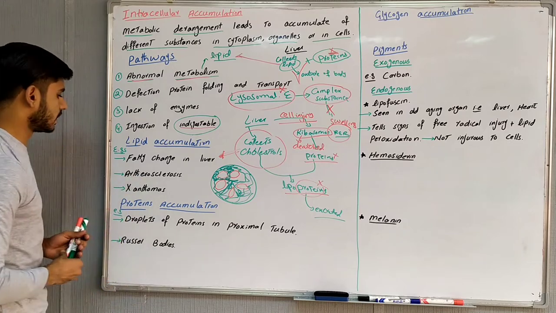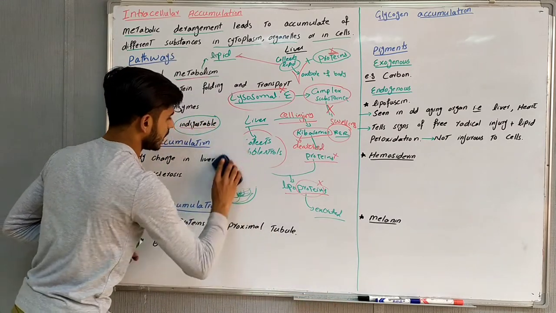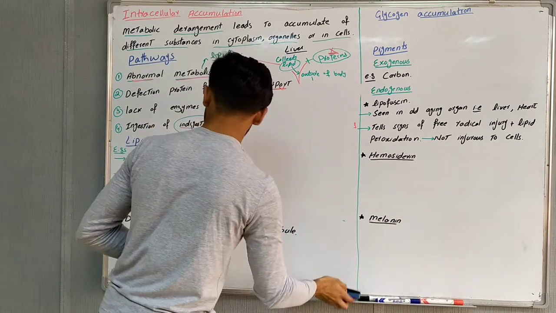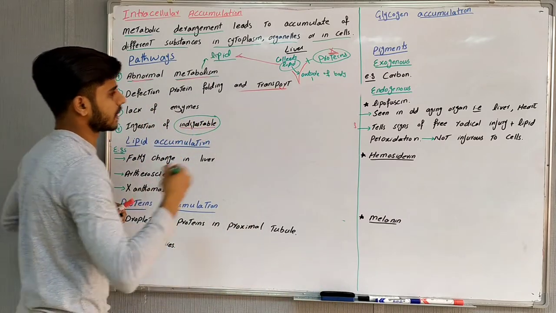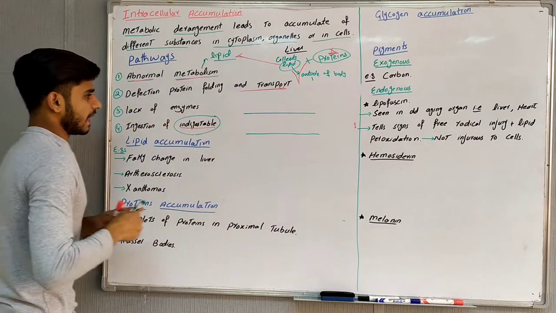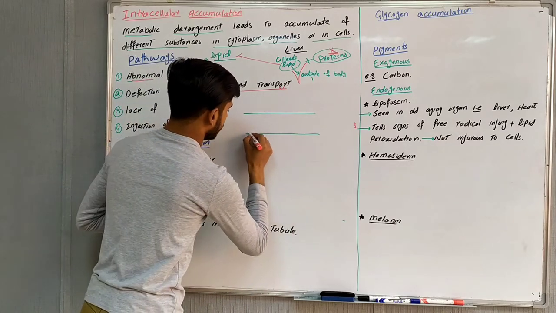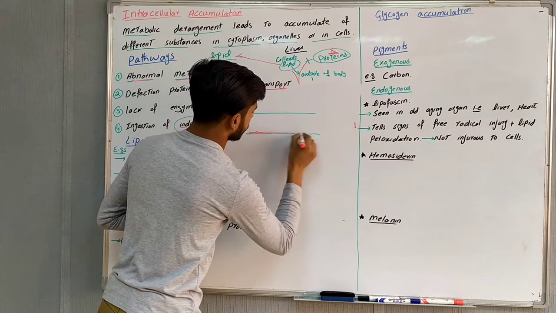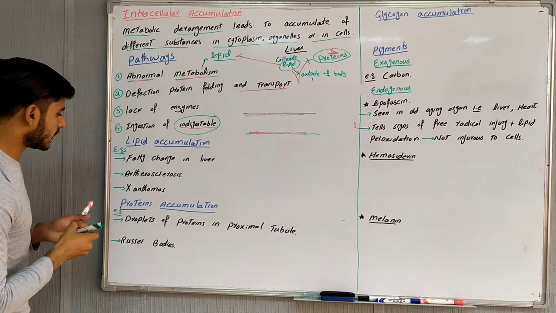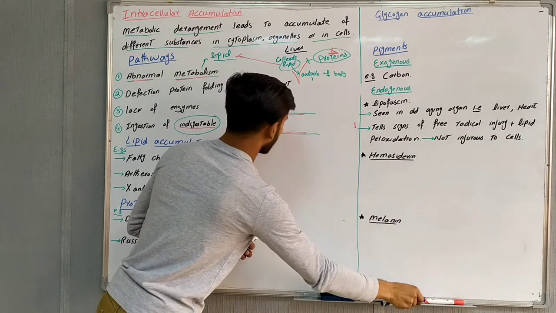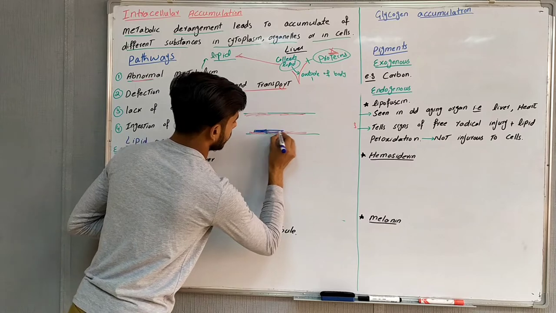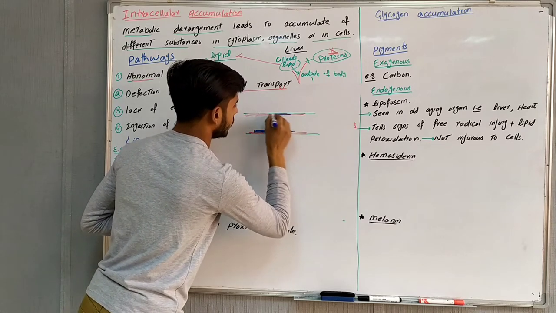The next example is atherosclerosis. What is atherosclerosis? It's also a lipid accumulation inside the cell. In case of atherosclerosis, let's suppose that this is a blood vessel. In the blood vessel, there are some smooth muscles, here and here. So it will cause the accumulation of lipids that will form the plaque here, here, and here, and maybe here also. It will form the plaques.